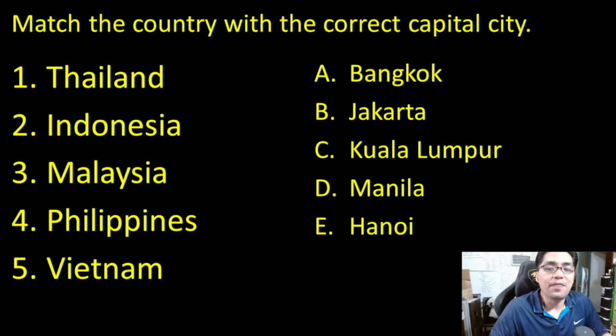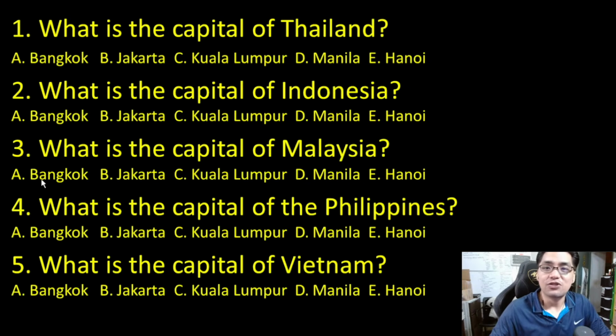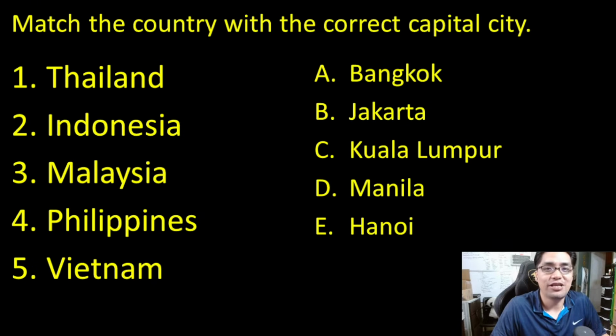In fact, if you want to restructure this matching type into multiple choice questions, it will look something like this. What is the capital of Thailand? Then you have 5 choices. What is the capital of Indonesia? Then you have the same 5 choices. Capital of Malaysia, capital of the Philippines, capital of Vietnam. You have the exact same choices across different items. So this multiple choice question is actually the same as this matching type question.